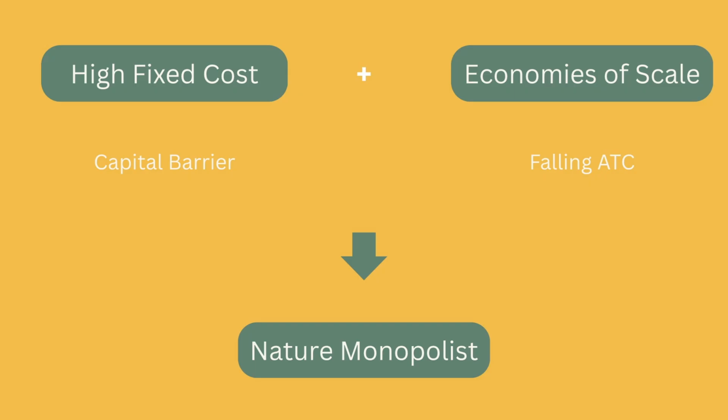And the huge initial investment and the resulting falling ATC over a large output range mean it is most cost efficient for only one firm, TSMC, to supply the entire market. This makes it nearly impossible for new competitors to enter and match TSMC's low unit cost, and that is the natural monopoly.